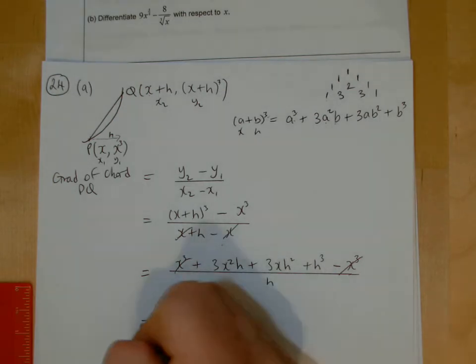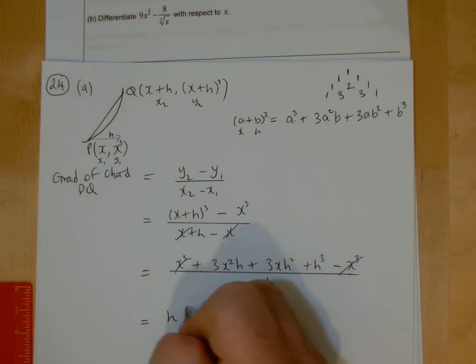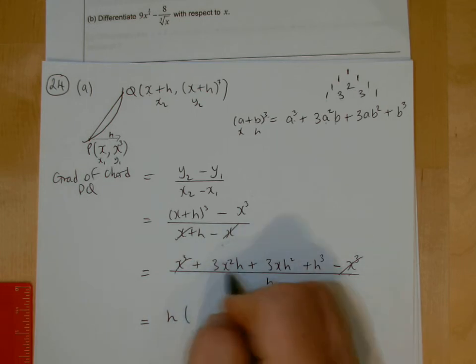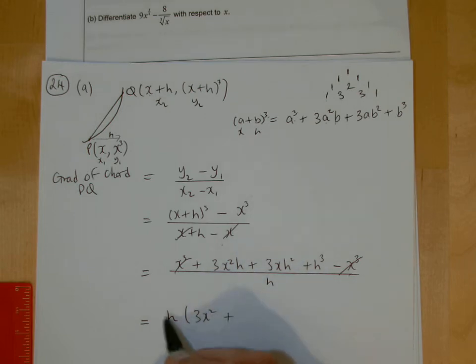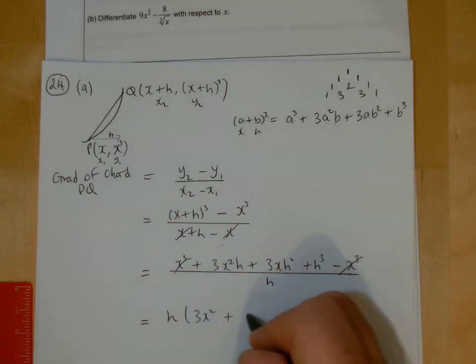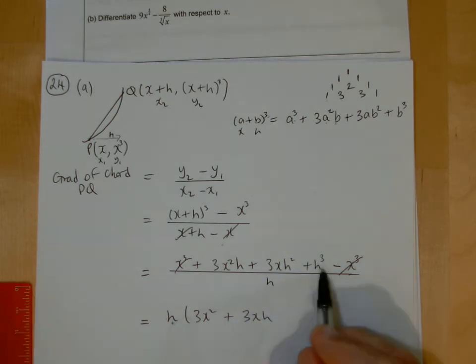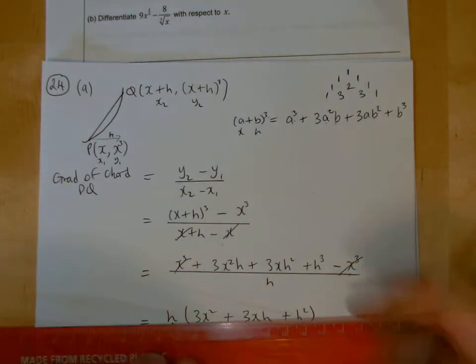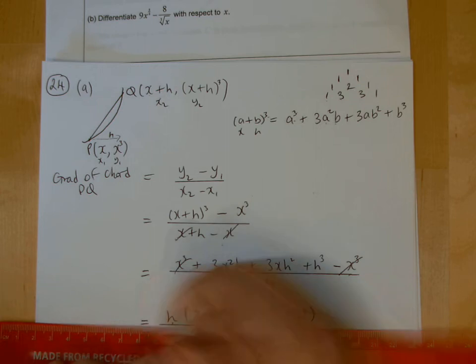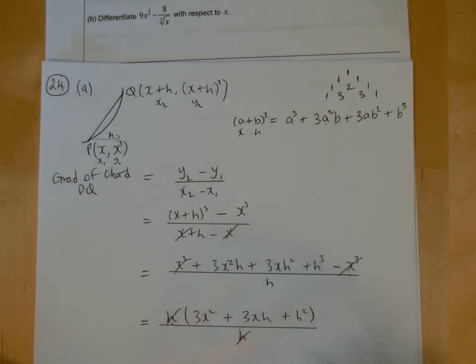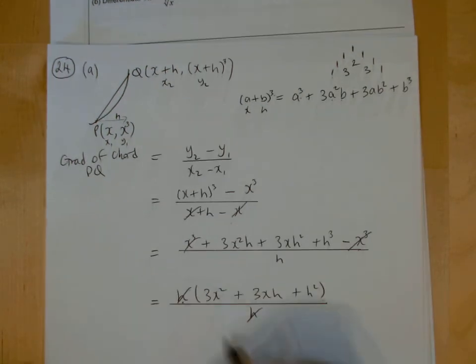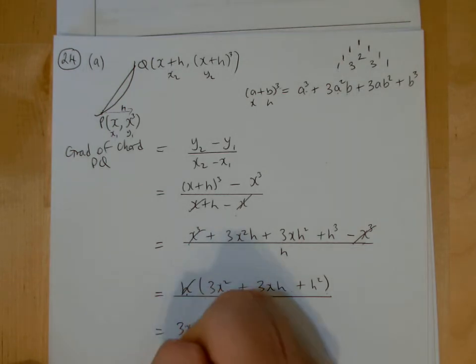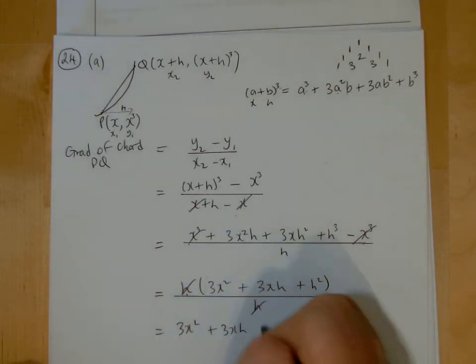So what I can do is factorize out h on the top now. So in a bracket, h times what gives me this? Well, it'll be 3x squared. H times what gives me this? Well, it'll be 3xh. And h times what gives me that? Well, that'll be h squared. Okay, all over h. H's cancel. H on top, h on the bottom, so they divide through. So you end up having 3x squared plus 3xh plus h squared.